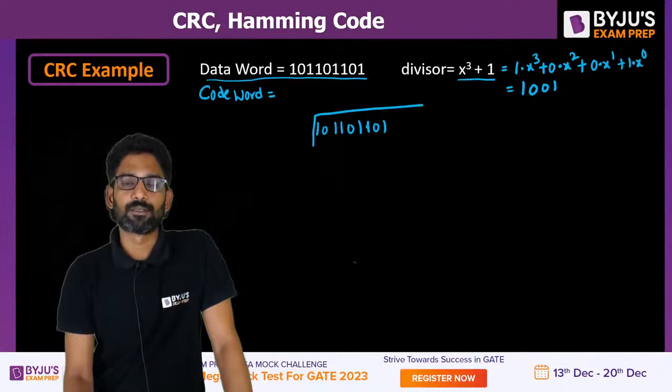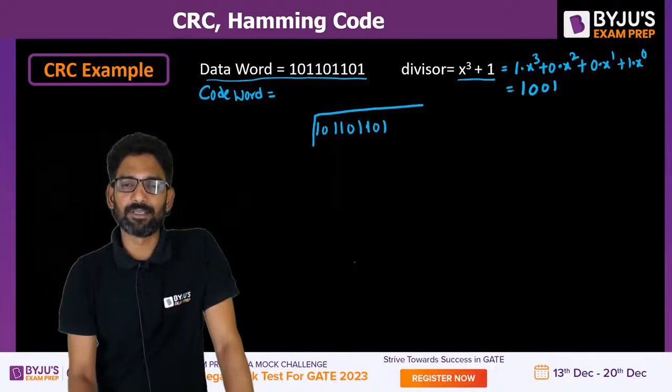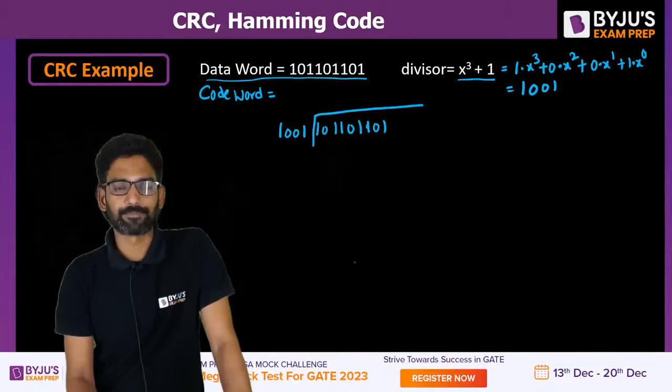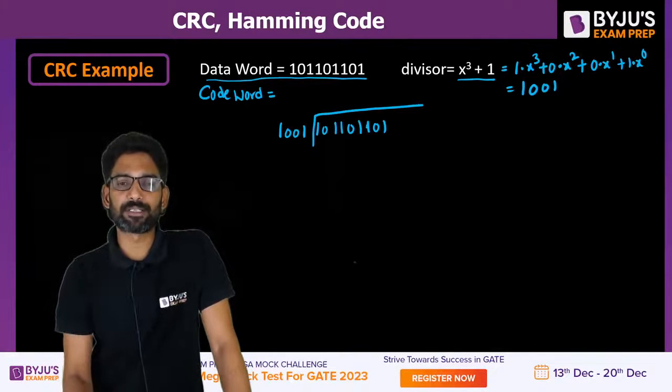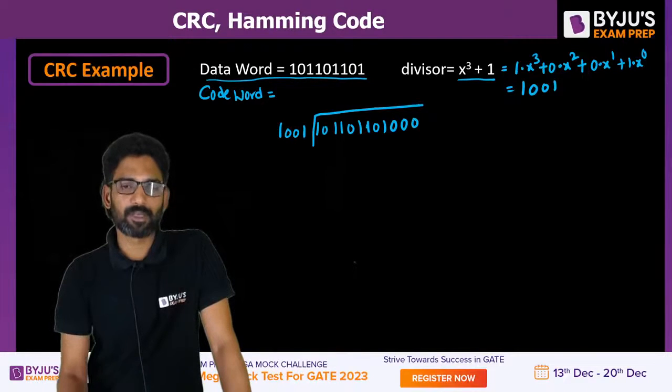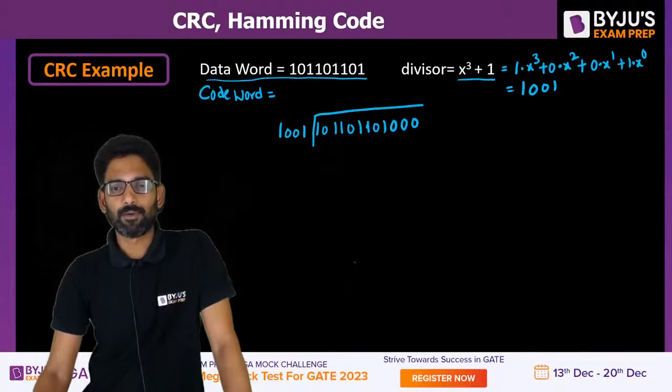Those who are watching, please keep responding, guys. Make the session interactive. So this is the divisor. As it has 4 bits, append 3 zeros. Now perform the division.